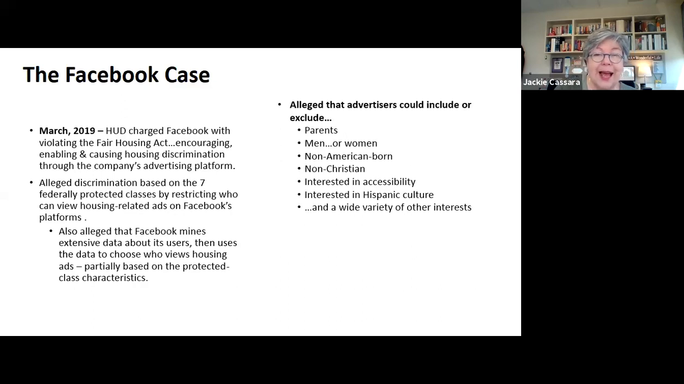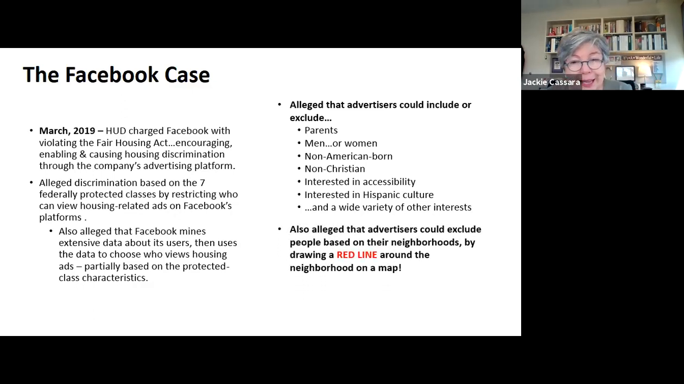So the allegations said that advertisers could choose to exclude people who were parents, either men or women, non-American born, people who were non-Christian or Christian, interested in accessibility, interested in Hispanic culture, and a huge variety of other categories of human life. It also alleged that advertisers could exclude people based on their neighborhoods by drawing a red line around the neighborhood on the map. That is a classic modern day case of redlining, where people do not want to participate in a certain area, and they denote that based on what the red line tells them.